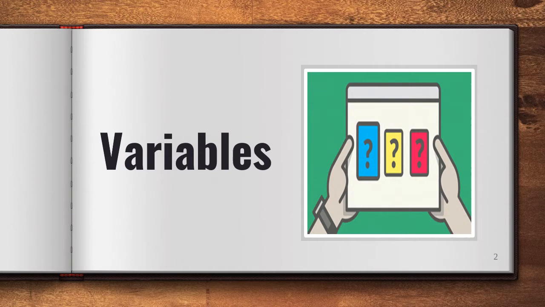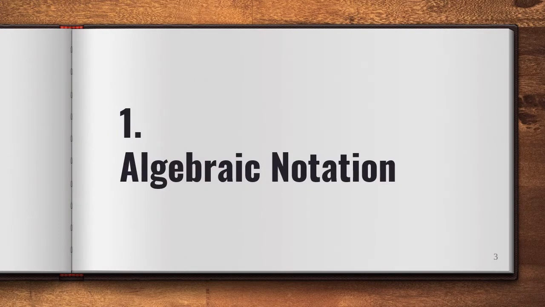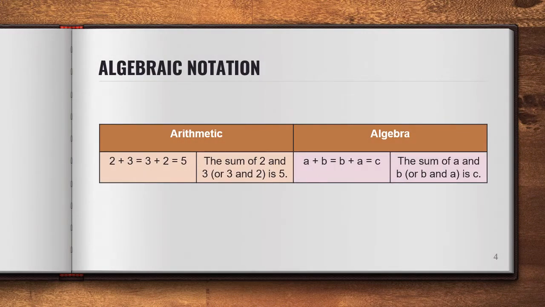In algebra, letters are used to represent numbers. These letters are known as variables, and they can be used to represent any number. So let's have the basic algebraic notation. As you can see in the table, we have arithmetic and algebra.